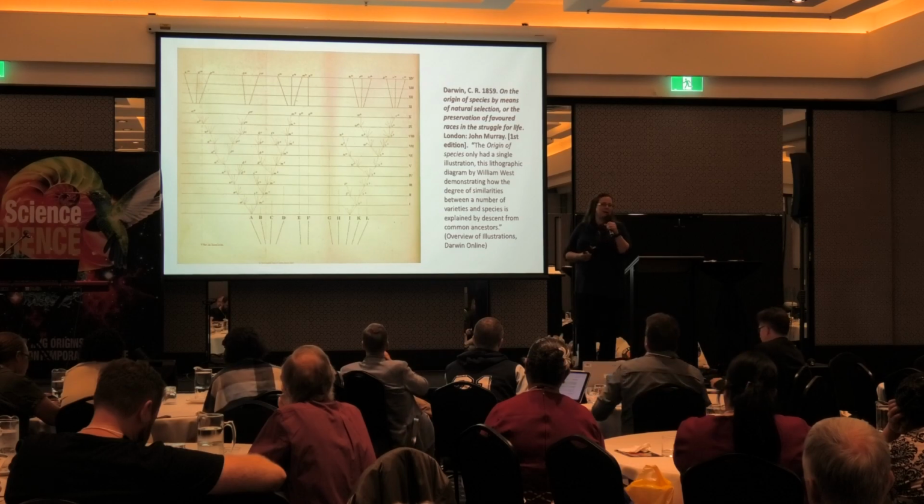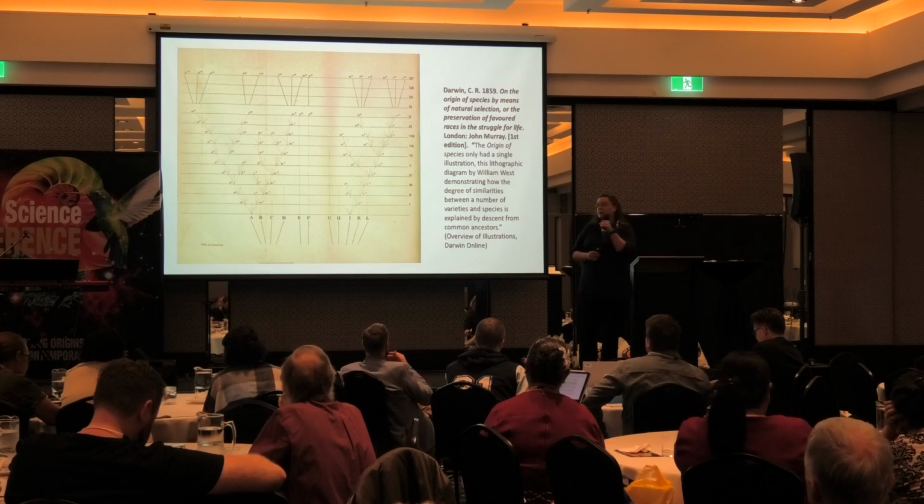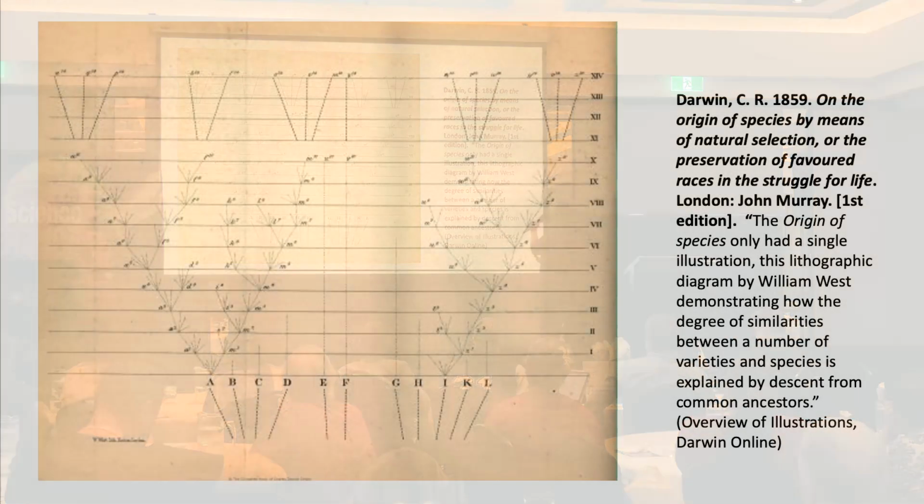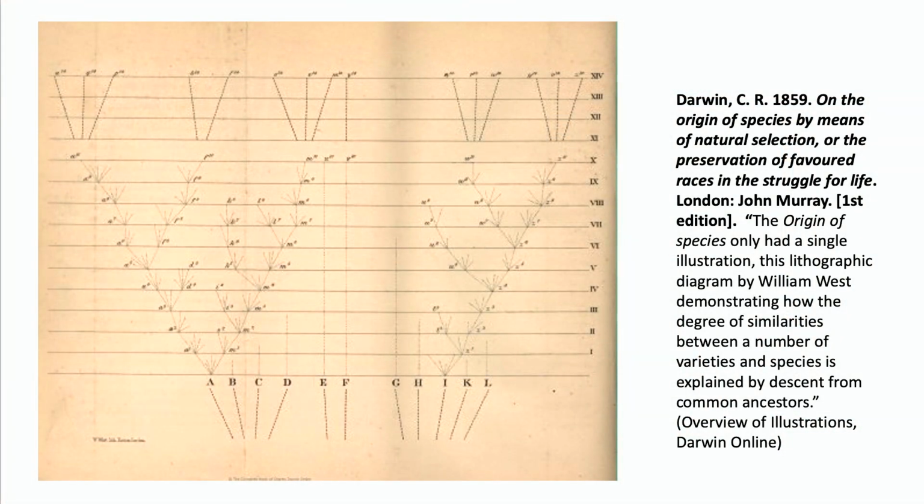This is the only diagram that's in the book On the Origin of Species by Means of Natural Selection, or the Preservation of Favoured Races in the Struggle for Life. This is Darwin's book on the origin of species, and this is the diagram in Darwin's book. This diagram is basically Darwin's idea in graphical format.